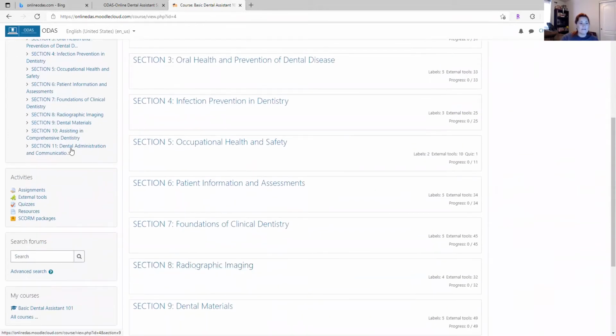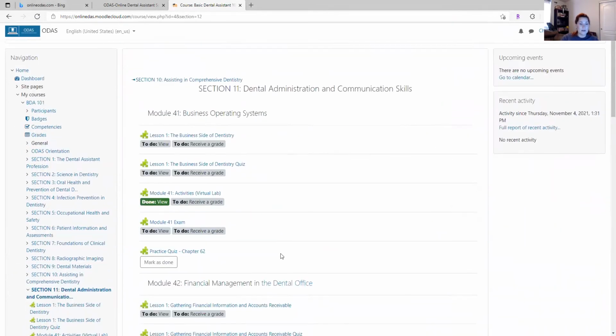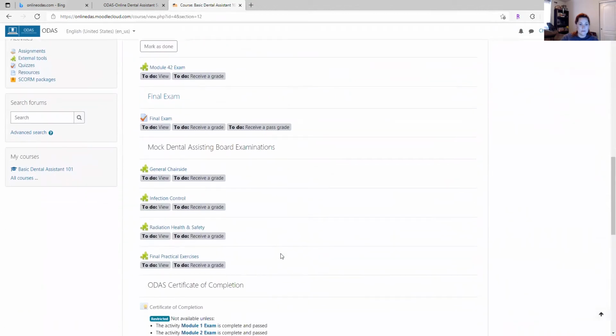Now, one of my favorite things in here is the mock dental assisting board examinations. So even if you've already gone through a dental assisting program or you're in one already, if you're taking these DANB tests, your general chair side, infection control, radiation, these would be great just to pay for practice tests, to pay the $500 to get these tests.